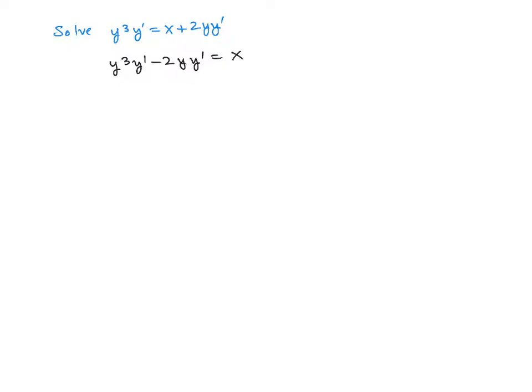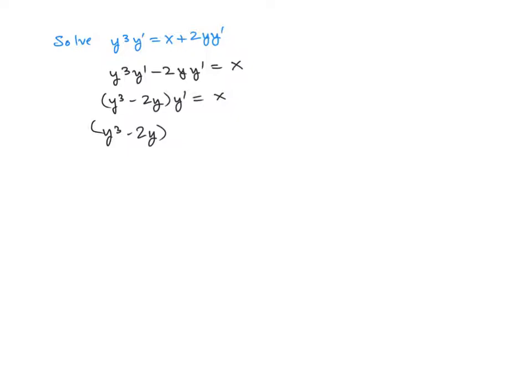Again, we can factor out the y prime, so we've got y cubed minus 2y times y prime is equal to just plain x. And now we can replace y prime with dy/dx. So we've got y cubed minus 2y times dy/dx is equal to x. And these variables are very easy to separate. We just multiply both sides by dx. So we've got y cubed minus 2y times dy is equal to just plain x dx.